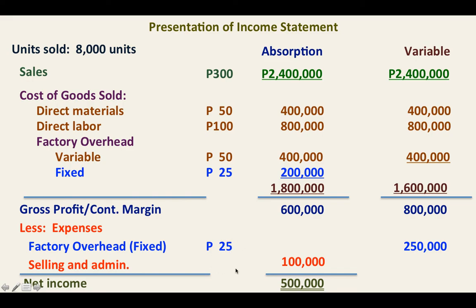So 25 times the total number of units produced, which is 10,000. So you will have 250,000. And 800,000 minus 250,000 minus the selling and admin of 100,000. So take note, class, ha? Dito, ang kinonsider lang yung naibenta because cost of goods sold. Dito ang kinonsider for the total production. Okay? Will give you 800 minus 250 and 100 will give you 450,000. Okay, class? Okay. So take note, class, these are deductions because there is here less expenses.